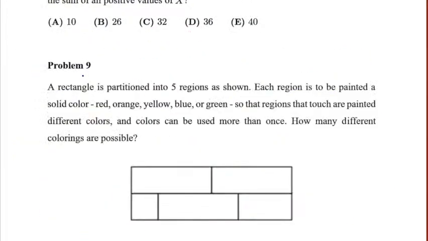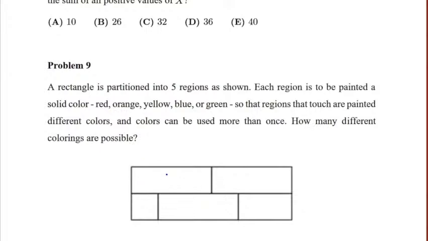Problem number 9 of AMC 10, 8-2022. A rectangle is partitioned into 5 regions as shown. Each region is to be painted a solid color: red, orange, yellow, blue, or green. The regions that touch are painted different colors, and colors can be used more than once. How many different colorings are there?